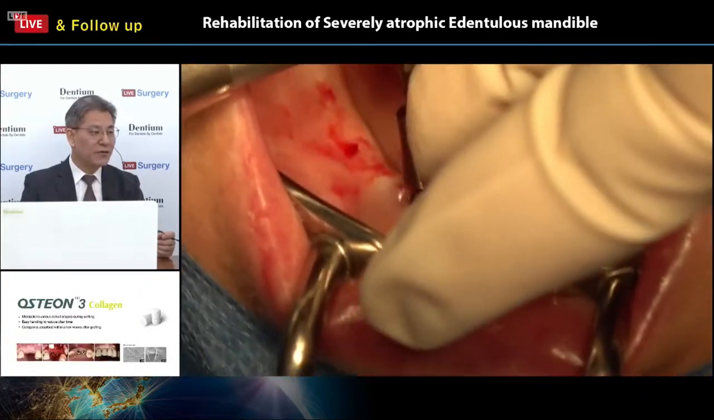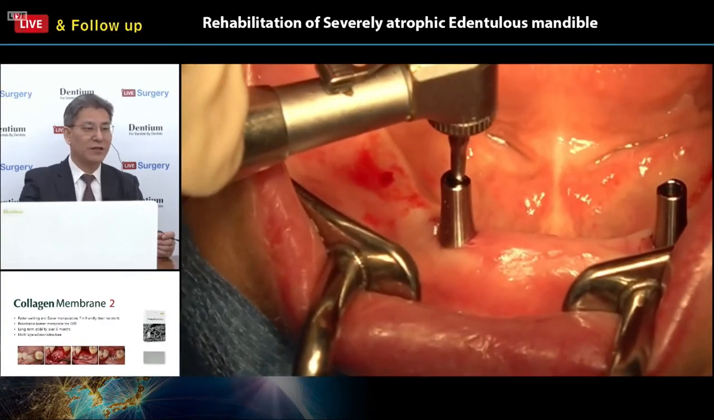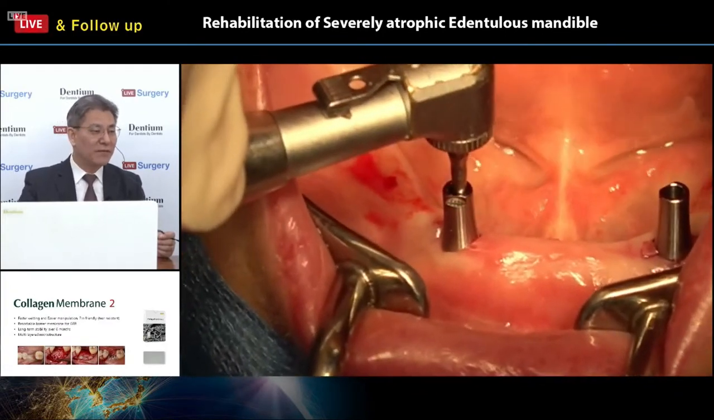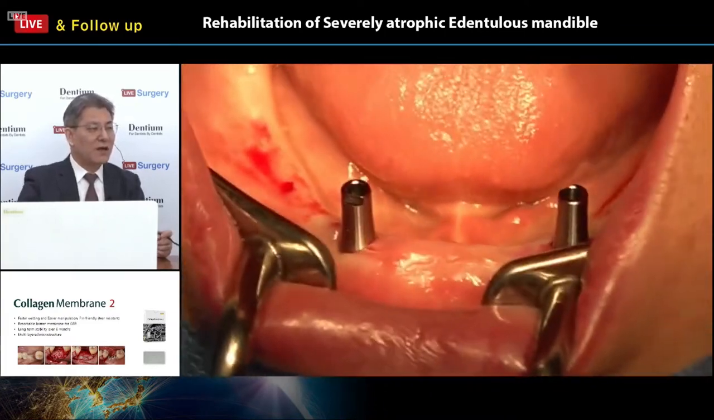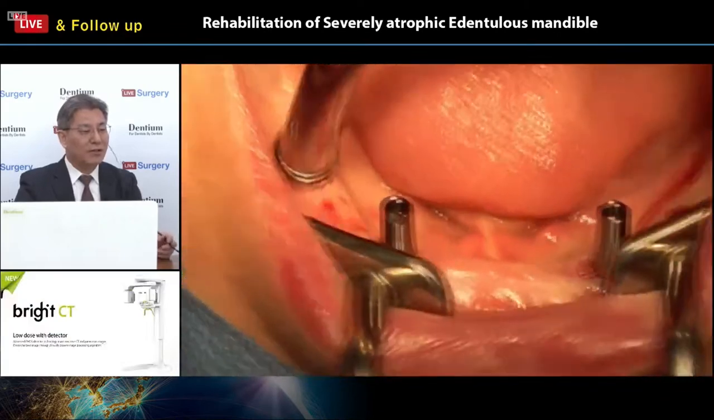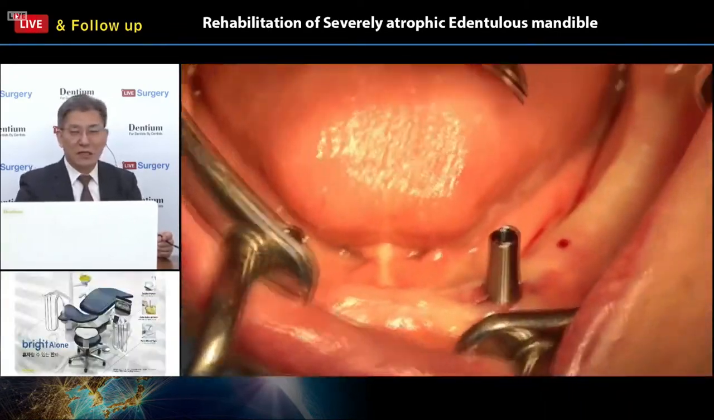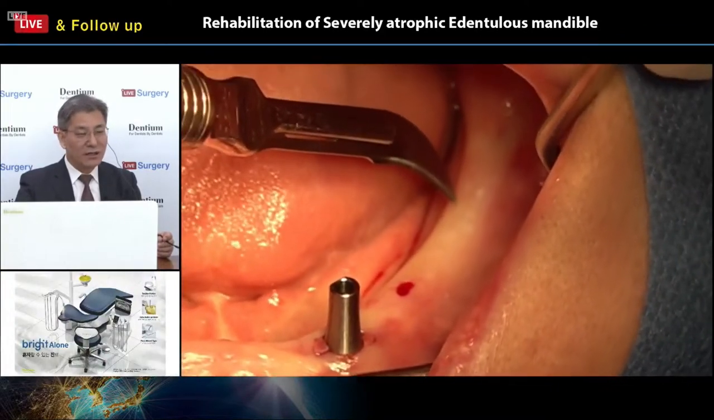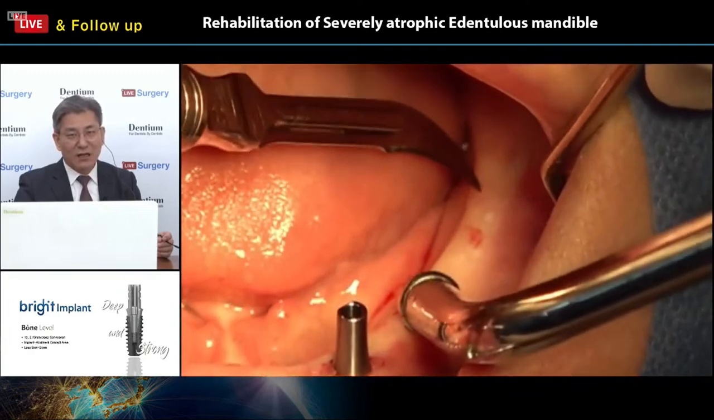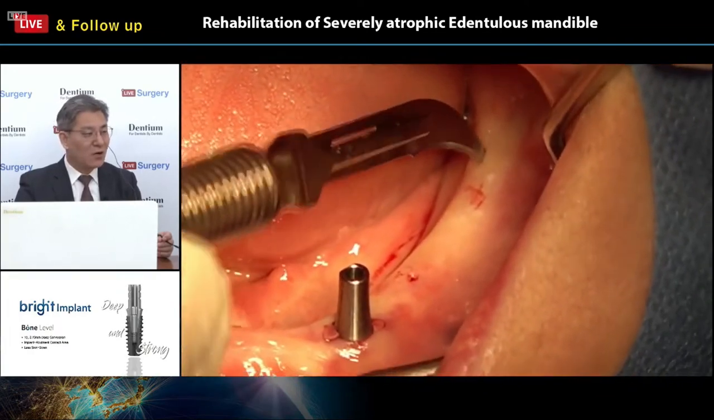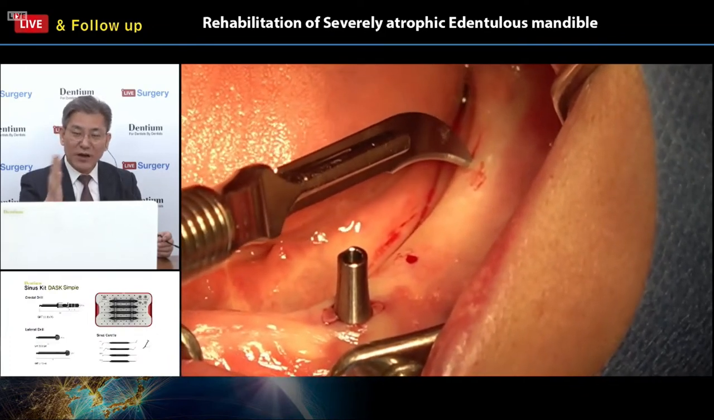Okay, at this area, the number 43 area is already done. A scan comfort cap is connected. I think this connect cap, comfort cap, works for very versatile purposes. First, as a scanning jig. Second, as a healing abutment. Now, this comfort cap is working as a parallel pin.